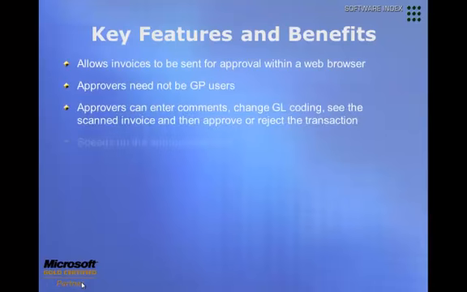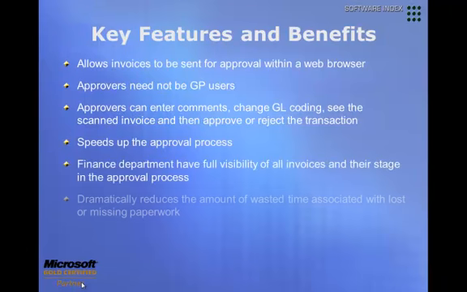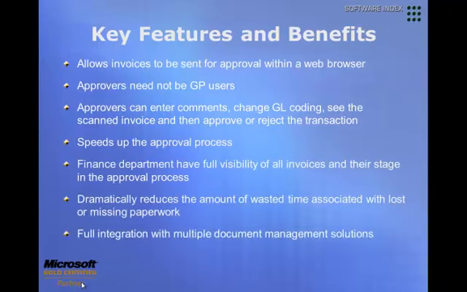Invoice Approvals and Accruals allows invoices to be sent for approval within a web browser. The approvers need not be GP users, but yet they can enter comments, change the GL coding, and see scanned invoice images, and then approve and reject the transaction as they see fit. This speeds up the approval process and reduces the amount of time spent looking for lost or missing paperwork.